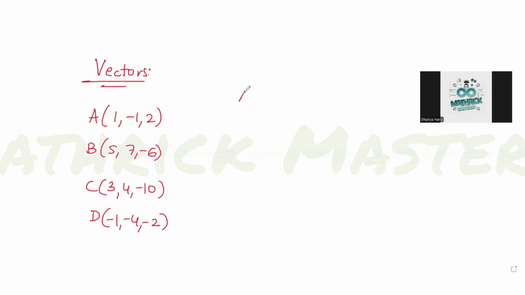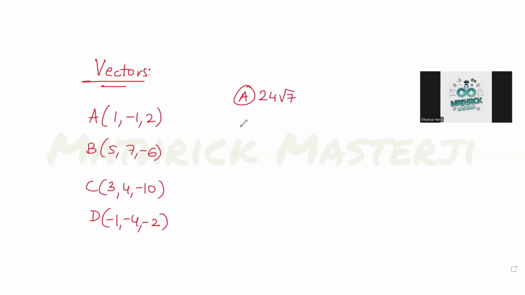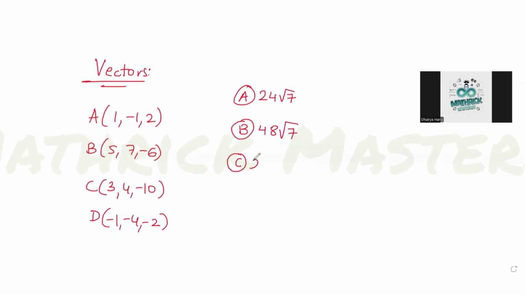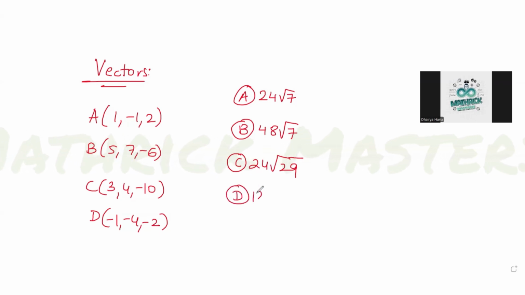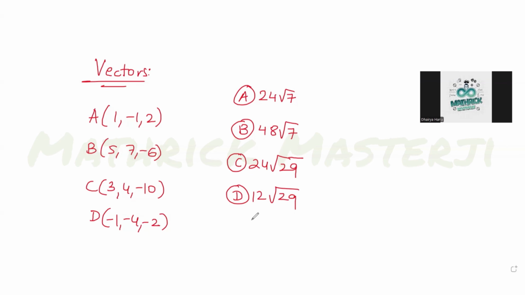The question is asking us to figure out the area of this quadrilateral, and the answer choices given are 24 root 7, 48 root 7, 24 root 29, and the last answer choice is 12 root 29. So we need to figure out which one of the answer choices is the correct area of this quadrilateral, which is composed of these four vertices. Let's try to solve this question further. Let's figure out how to solve this.